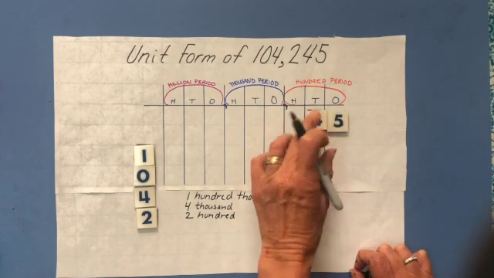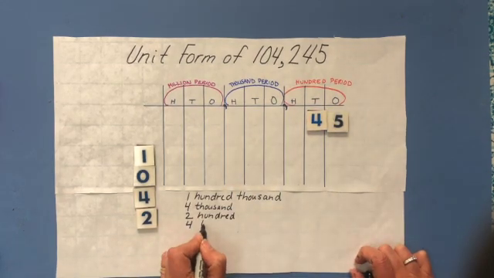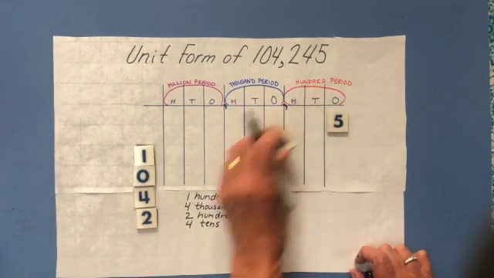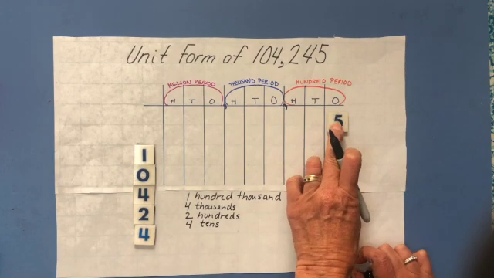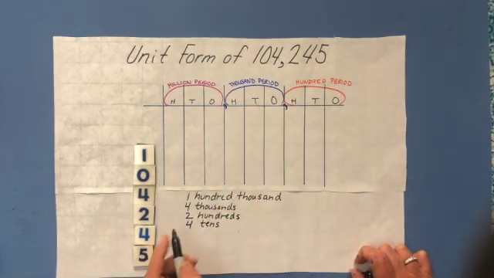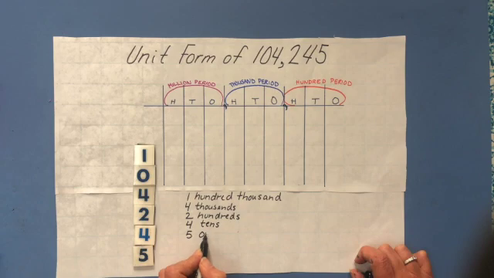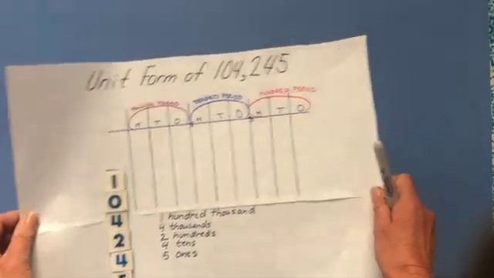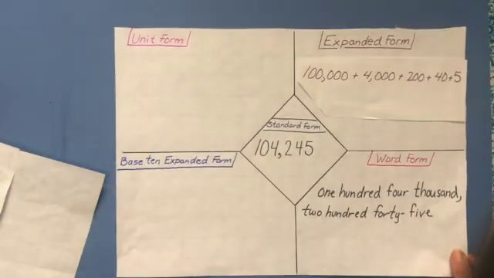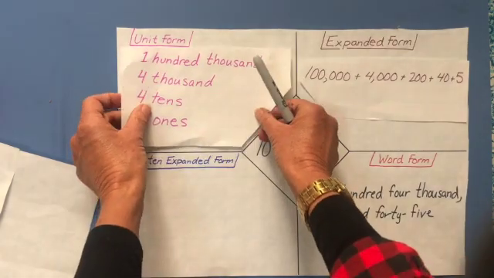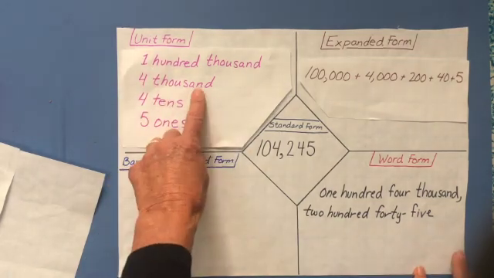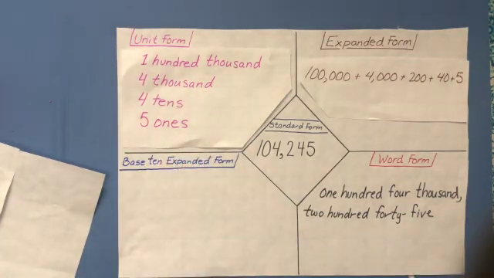This 4 is in the tens place. So 4 tens. And the last digit, which is the 5, is in the ones place. So we're just going to write 5 ones. So if I were going to put this on my Frayer model, I would just take this and put it right here. So the unit form of the number is 100,000, 4,000, 4 tens, and 5 ones.